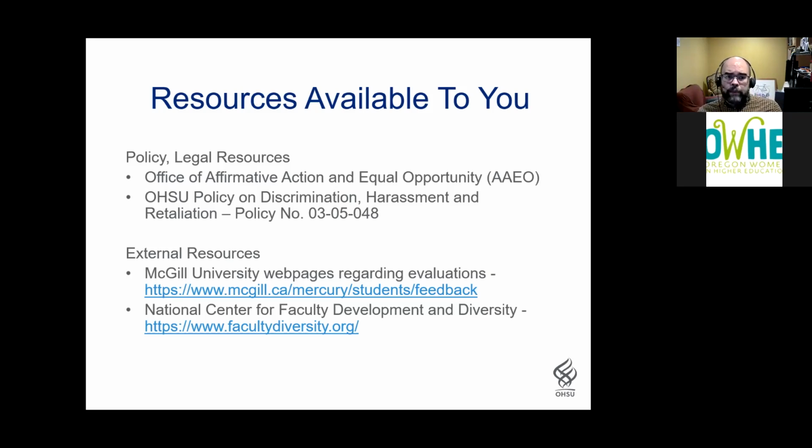Also, find out who is in your local office of AAEO, Affirmative Action Equal Opportunity. Heaven forbid you need to use these services, but you don't want to be scrambling to find the contact information if a problem emerges. You want to have that in your Rolodex, at the risk of dating myself, yes, Rolodex, or your contacts in Outlook or what have you.